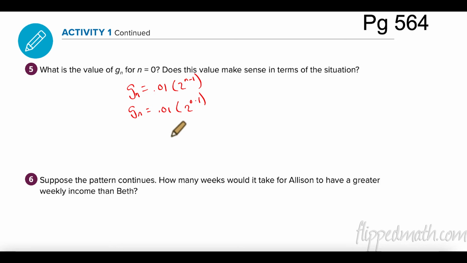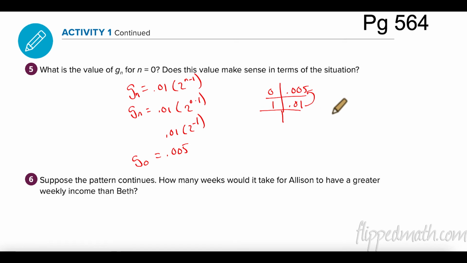All right, so that's going to be 2 to the negative 1. All right, and when you multiply that out, you're going to find that that is 0.005, right? And that is actually smaller than our original, right? Because if you think about it, this would be week 0. This would be after 1 week, right? So this is like telling us how much she actually starts with. Does that make sense? This is like her starting value.